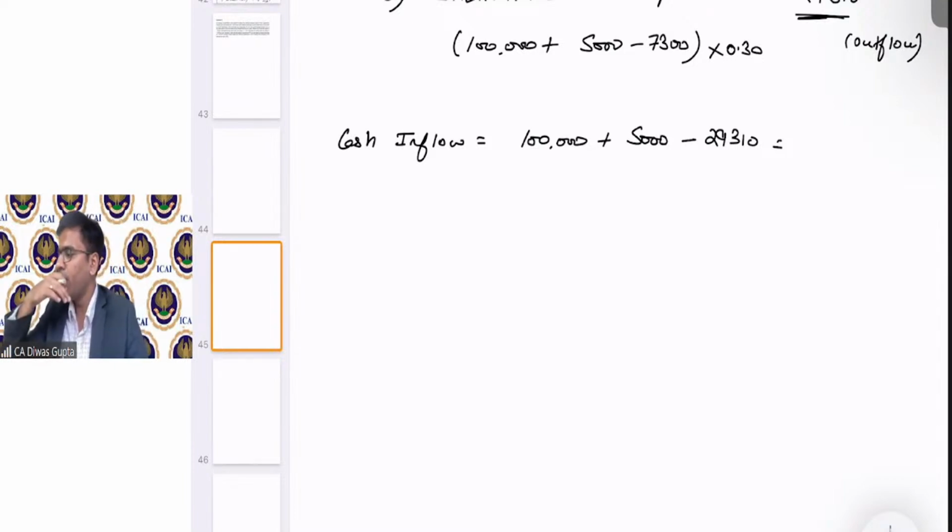So what are we left with now? Increase 10% per year. 1 lakh. Okay, now if we total it, 1 lakh plus 5,000 minus 29,310. Otherwise, this would have been... just a second, students.